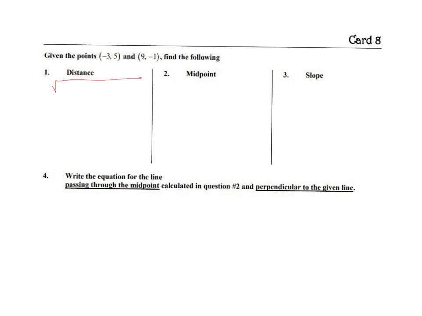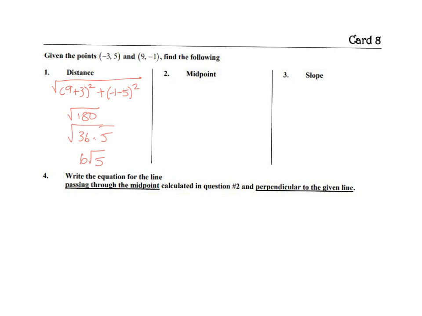For the distance here, we're looking at the square root of the difference of the x values, so 9 minus -3, squared, added to the difference of the y's, -1 minus 5, squared. That is going to give us the square root of 180, which is the square root of 36 times 5, which when we simplify will be 6 radical 5.